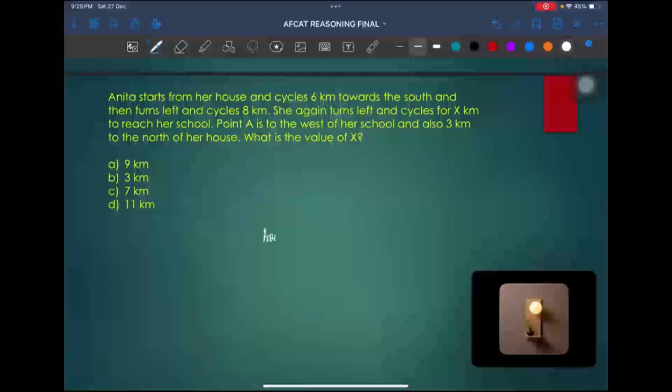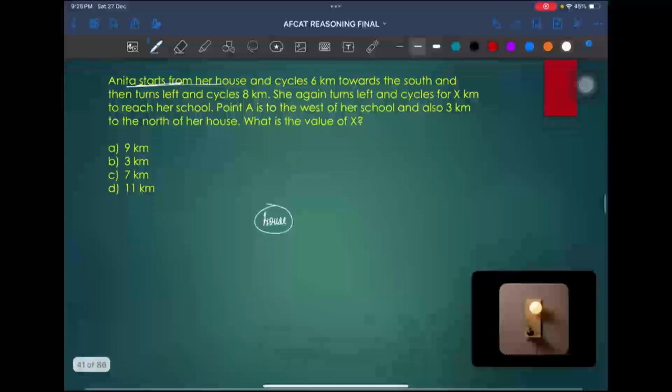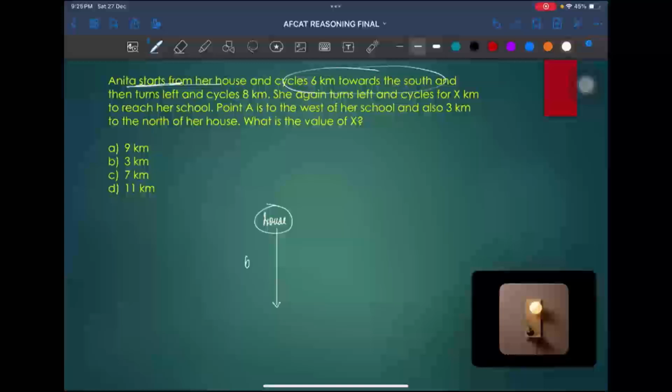For example, I'll consider this as Anita's house. Anita started from her house and cycled 6 kilometers towards south. South will be in the downward direction. Is it okay? She'll travel 6 kilometers. From there, she turns towards left. This will be her left and this will be her right. From there, she turns towards left and cycles 8 kilometers.